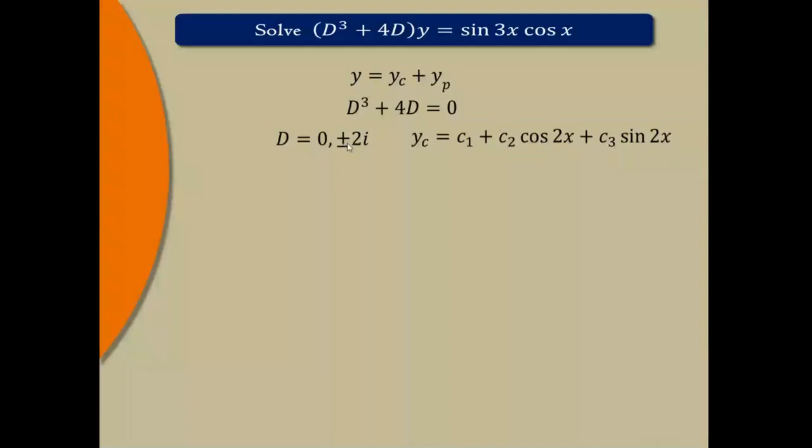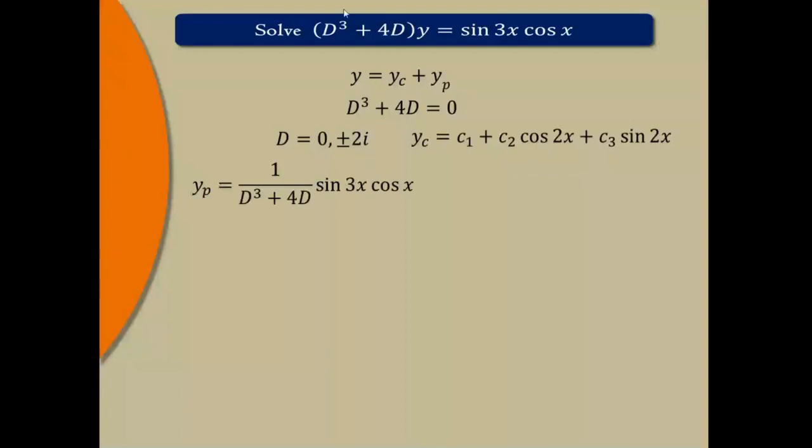So making use of that standard formula for imaginary distinct roots, we get this yc: c1 plus c2 cos 2x plus c3 sine 2x. There's a common procedure for finding this yc part. In the first lecture, we saw how to get this yc by checking the nature of these roots. Now we have to find yp.